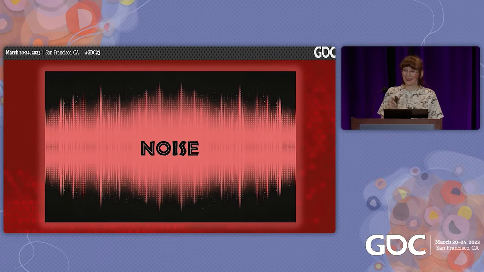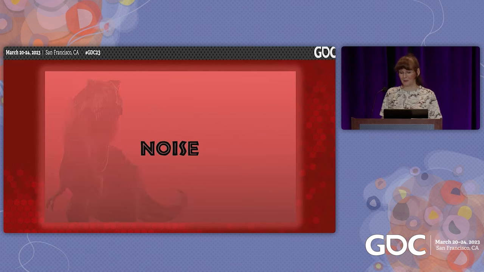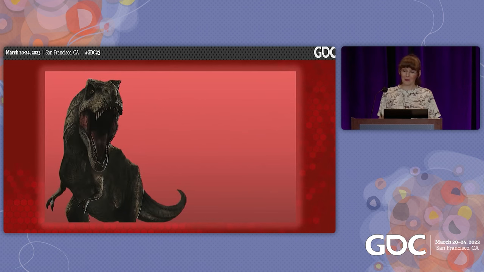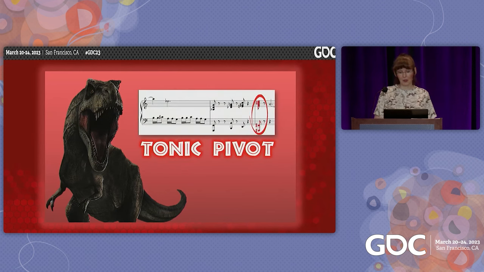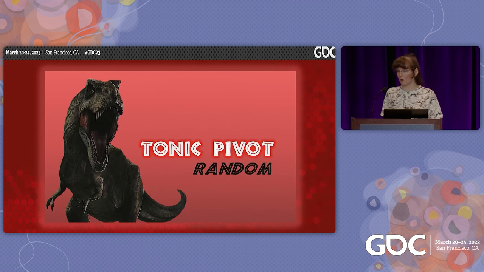I'm going to play an example of a combat track for you now from Jurassic World Primal Ops that uses lots of tonic pivots so that you can see what I mean. You'll see that I've identified the tonic pivot chords by circling them in red so we can follow along. Notice that there's a random quality to these chords, and that makes the tonal center shift in unpredictable ways.